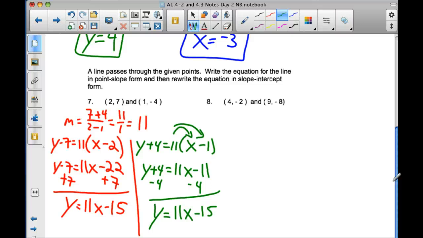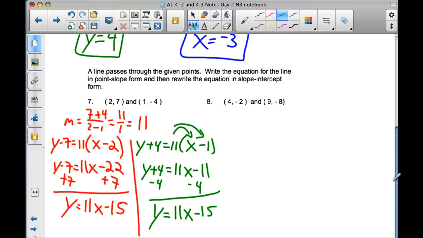What if one is like 2, 7 and the other one's 0, 0? You would still, when you put them in slope-intercept form, you better get the same equation. Otherwise, there would be no motive. You did something wrong otherwise. Every time, it would be the same equation.